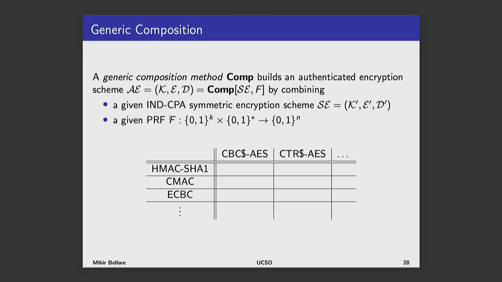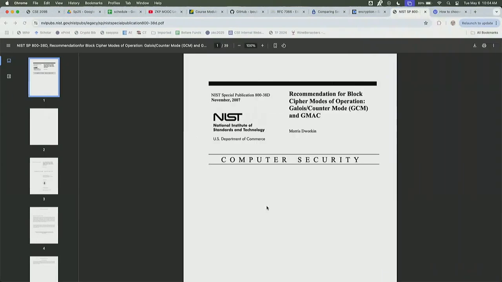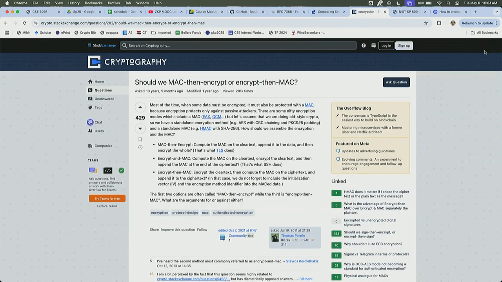We have many choices of this, for example, HMAC, CMAC, encrypted CBC MAC. So the question is, how do you combine them? And that's what we're going to look at through a method we'll call generic composition. So again, maybe it's good to give some background and motivation here, but you can see that this is a well-known thing and people study it and talk about it. This is like a Stack Exchange post where someone wanted to understand this. So they say here, data when it's encrypted must also be protected with a MAC.